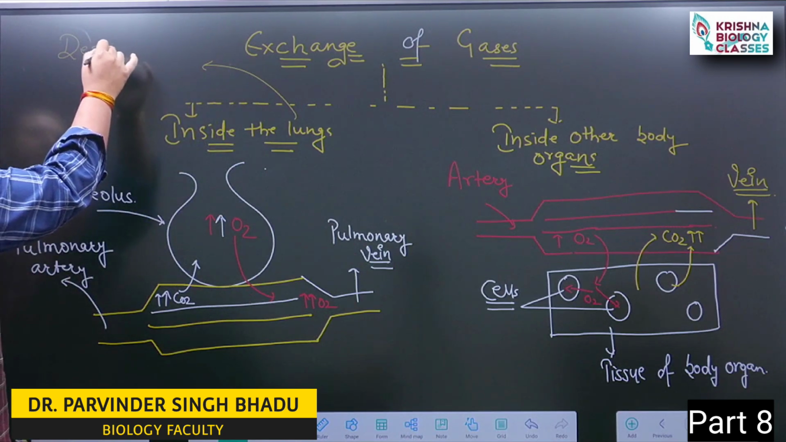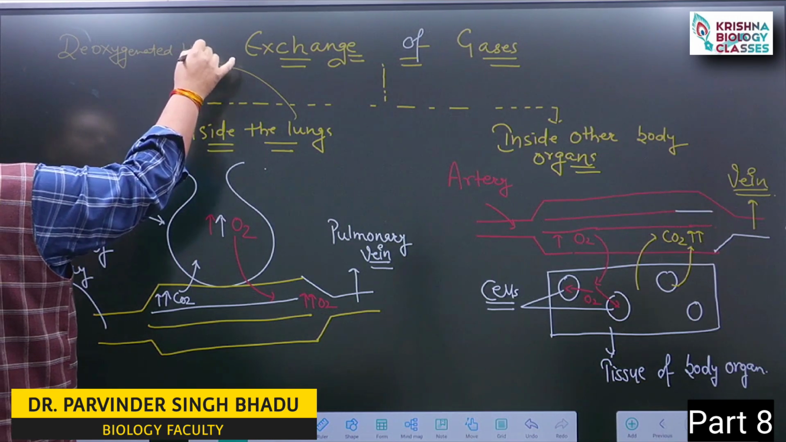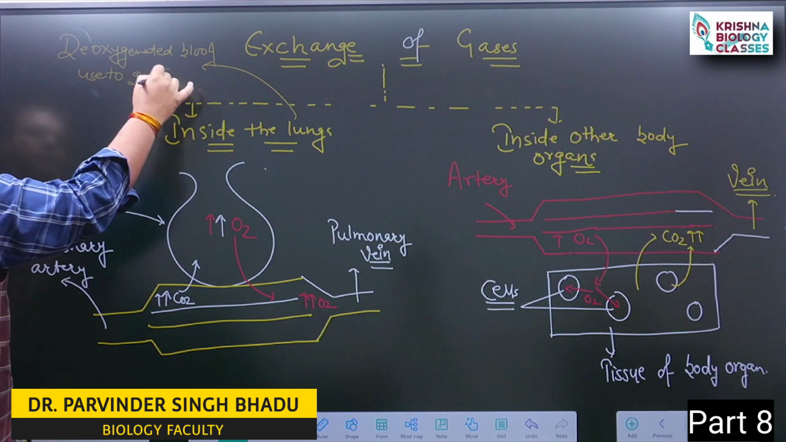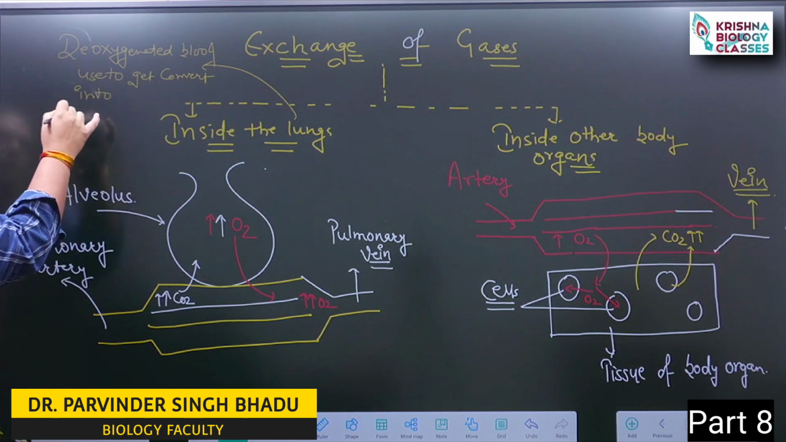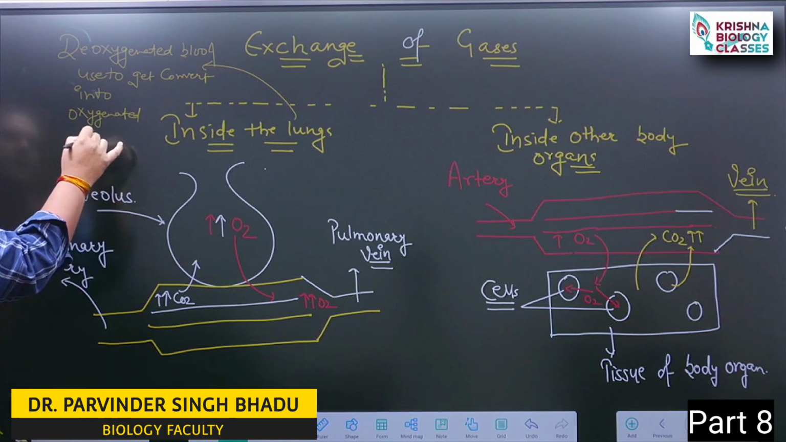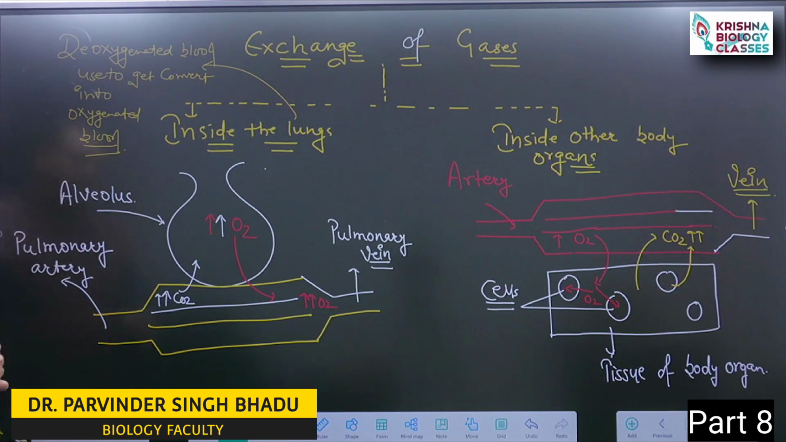deoxygenated blood gets converted into oxygenated blood. What does this deoxygenated blood mean? The blood which contains more amount of CO2.